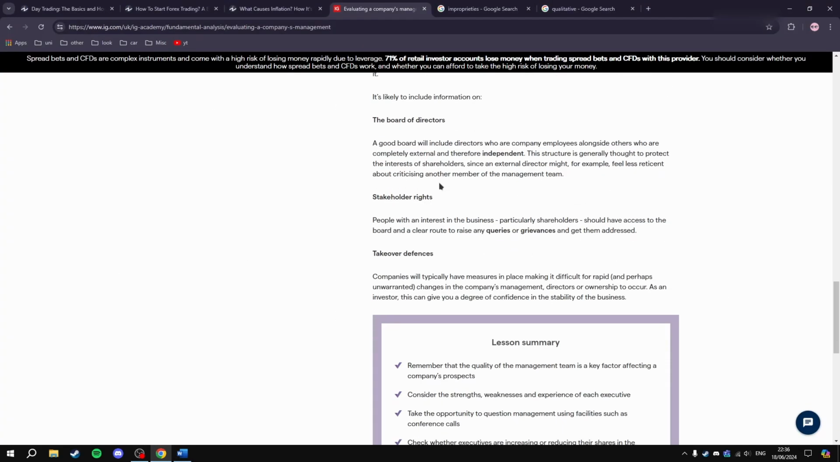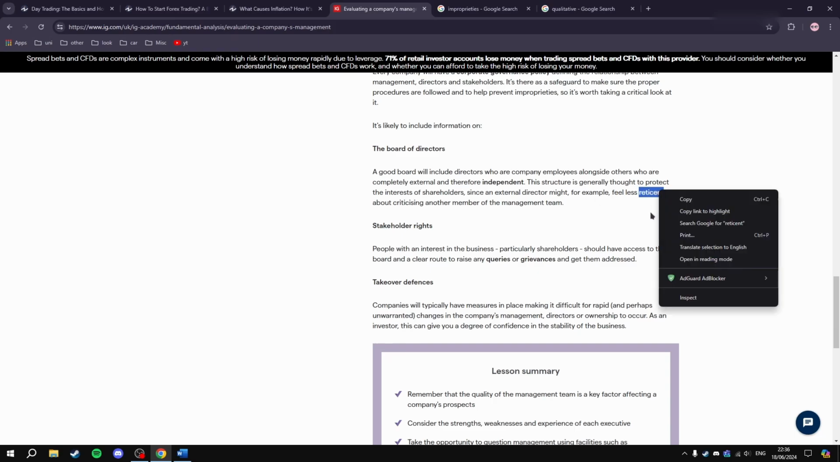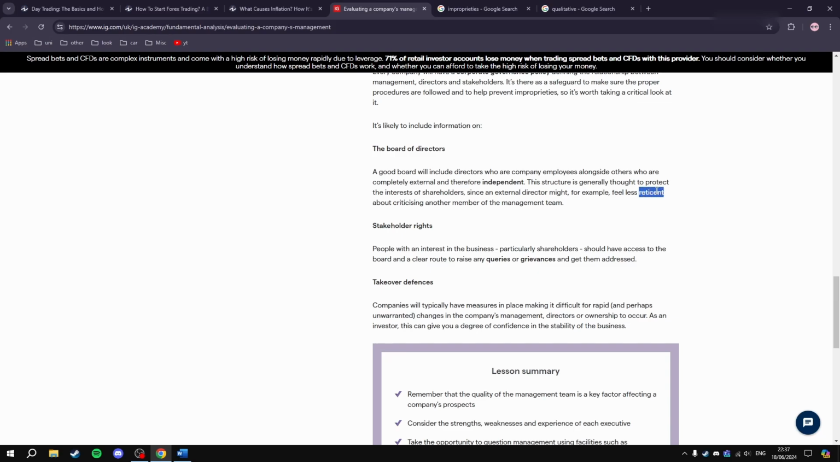It's likely to include the information on the board of directors. A good board will include directors who are company employees alongside others who are completely external and therefore independent. This structure is generally thought to protect the interest of shareholders, since an external director might feel less reluctant about criticizing another member of the management team.